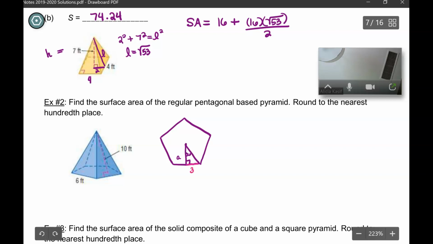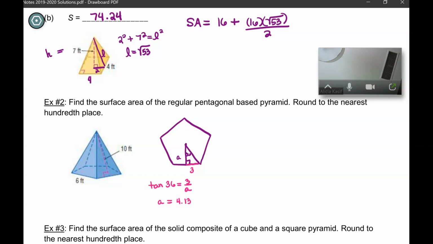So I'm going to have to use trigonometry. So I have tangent of 36 equals 3 over a. So that means a is going to be 3 divided by tangent of 36. So I get 4.13.